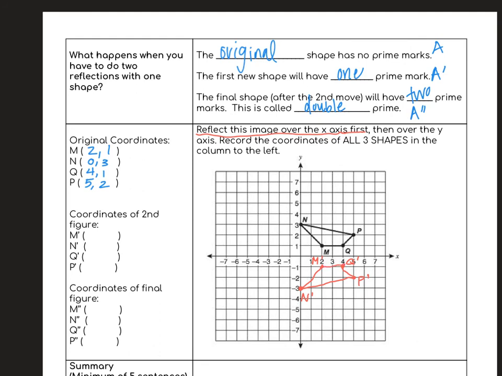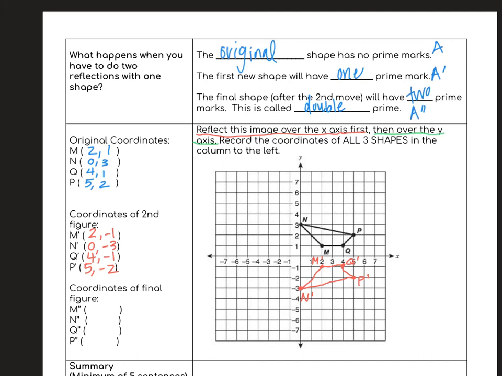And then over here to the left, I'm going to write the points. So M prime is (2, -1). N prime is (0, -3). Q prime is (4, -1). And P prime is (5, -2).